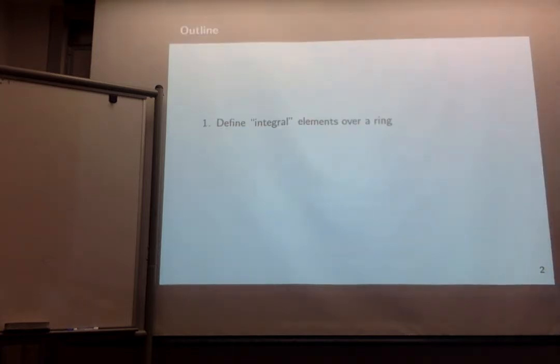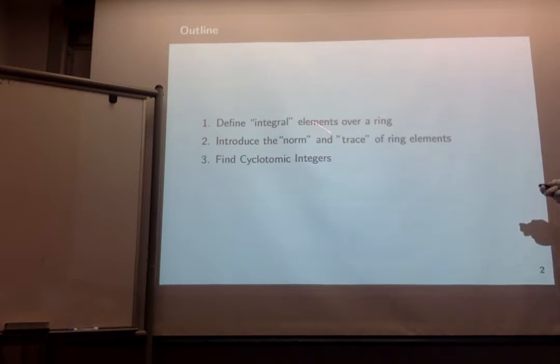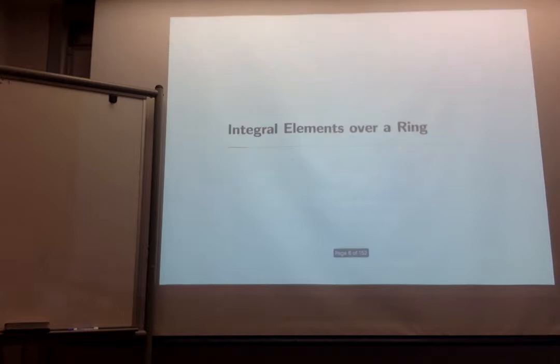All right. So, outline. The first thing we're going to do is define what integral means, what integral elements are over a ring. The second thing is introduce the norm and trace of ring elements, which is going to come from the trace and determinant of a matrix. We'll get to that. And then using these first two, we're going to find cyclotomic integers, which I will define as we go. And then we're going to talk about curves. So very simple. Let's get started.